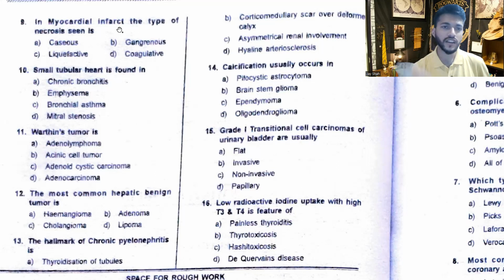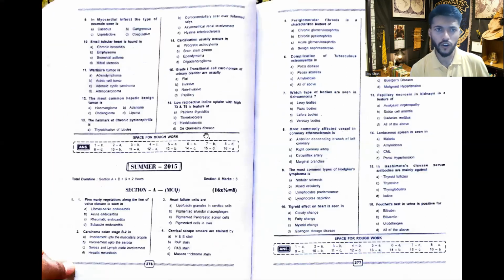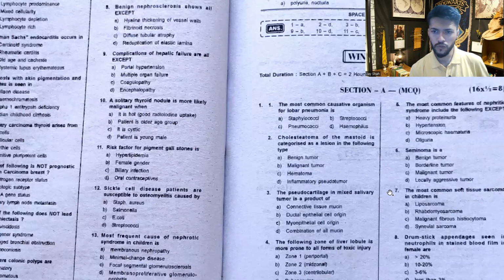Myocardial infarct, which necrosis? Without doubt, coagulative necrosis. Which type of infarct? Pale infarct or white infarct. Right, just two more papers to go.